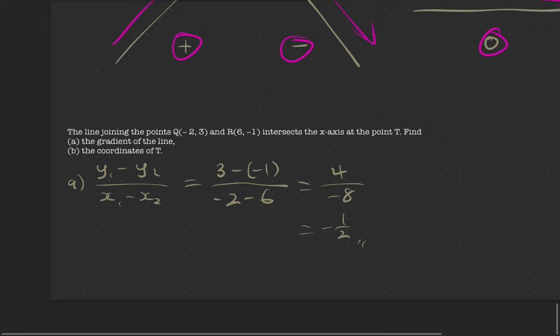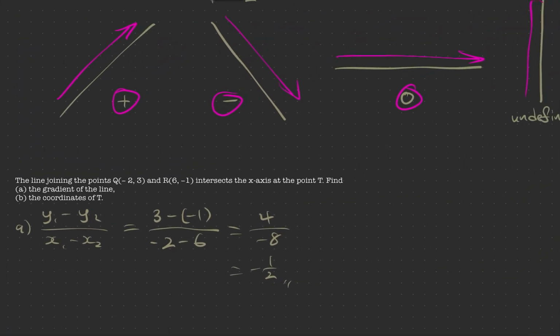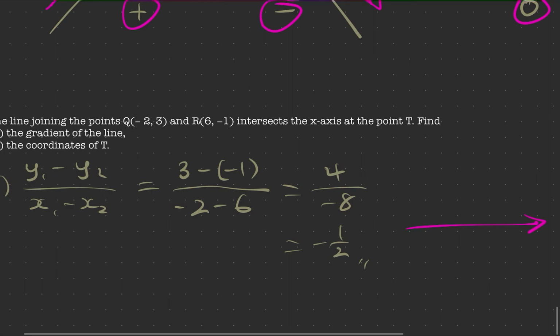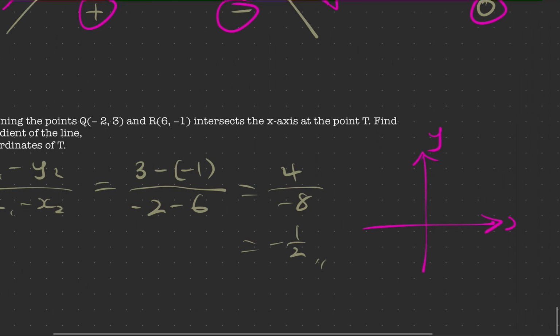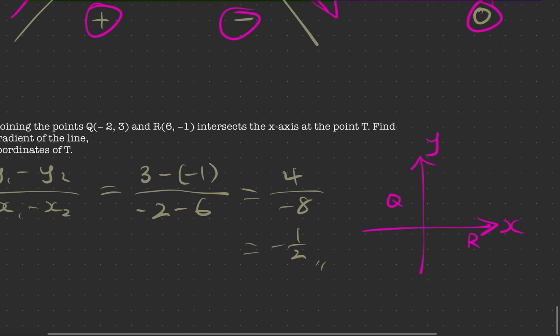So now we've got our gradient done, we need to find the coordinates of T. Just in case you can't visualize this, I'm just going to draw it out for you. This is your x-axis, that's your y-axis. So you've got 2 points. You have point Q, which is (-2, 3), so it's around here. It's just an estimation. And then you have R, which is (6, -1), so it's around here. The line connecting both of them intersects the x-axis at point T. This point over here is T.